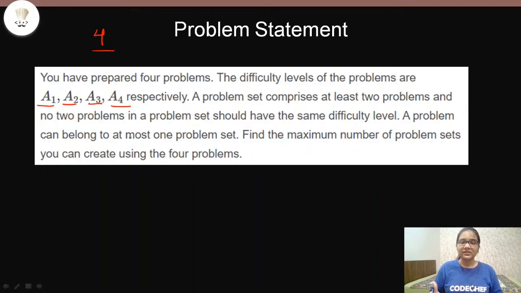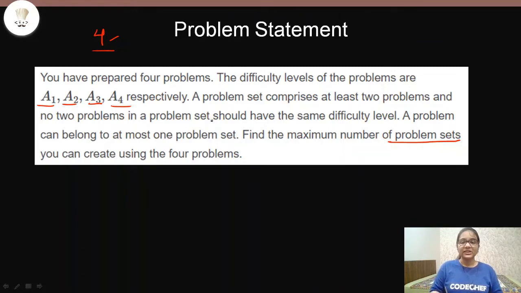Now it's not necessary that these problem difficulty levels are unique. They can be the same, like A3 can be equal to A4 or A3 is equal to A2 or so on. All 4 can also be the same. Now what we have to find out is how many maximum number of problem sets we can create using these 4 problems. Obviously, when we are asked to create problem sets, there must be some condition related to it such that we can form these problem sets.